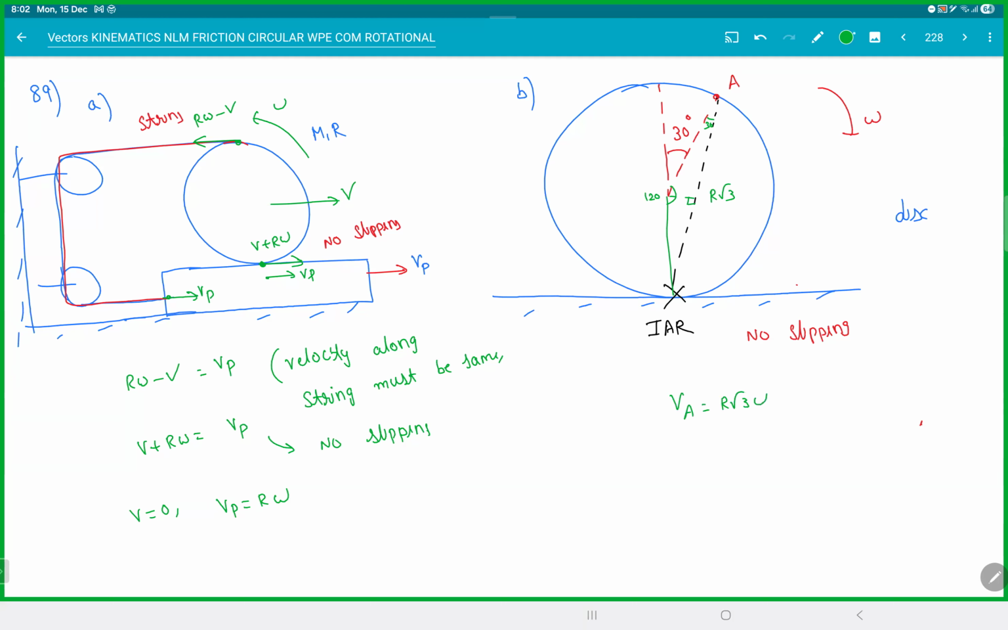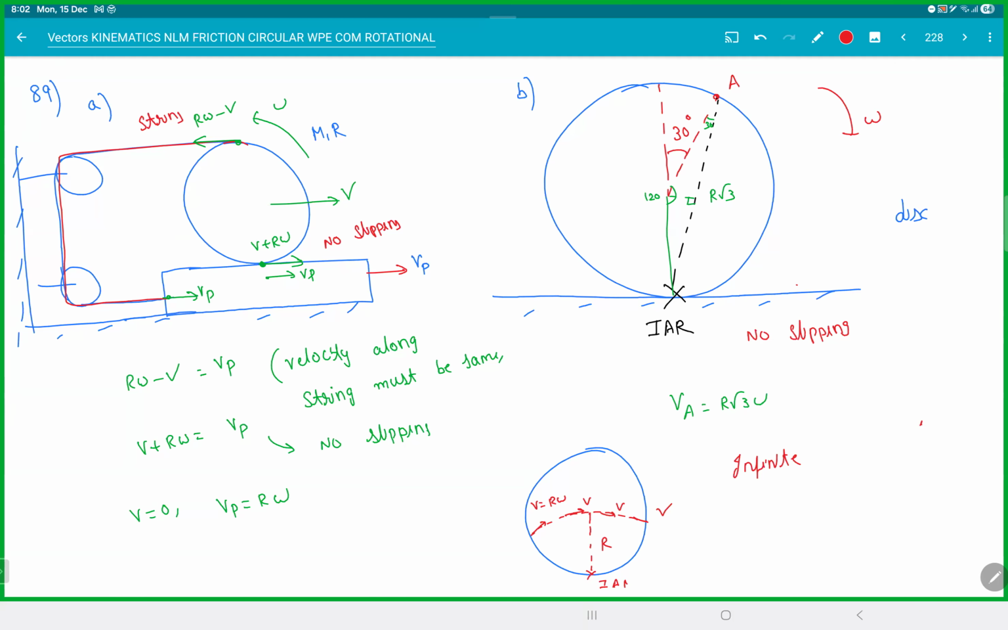How many points are there? Infinity. If you stand on IAR, all the points at a distance R will lie on a circle. All these points will have a speed V is equal to R omega. There are infinite points with a speed V. If it is a ring, then the answer would have been 2.